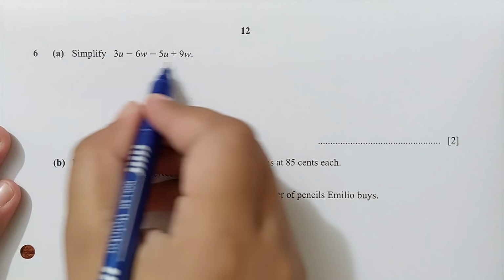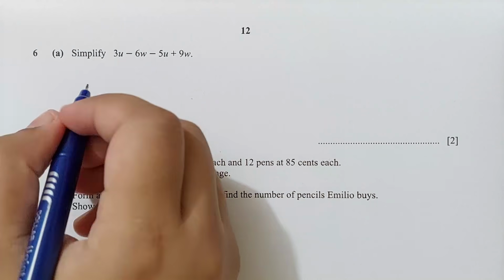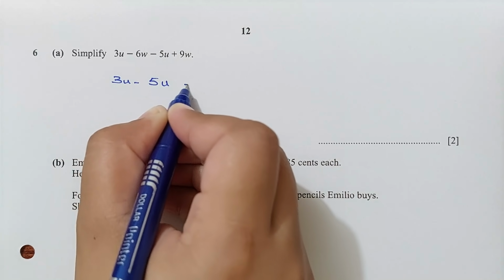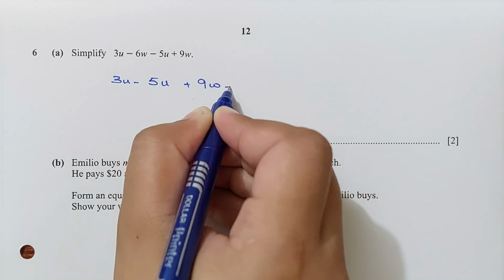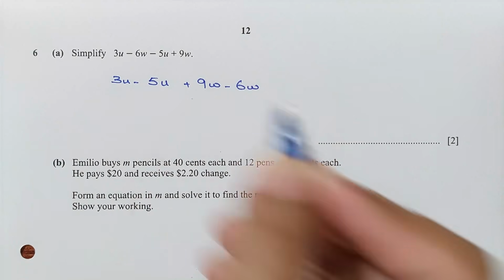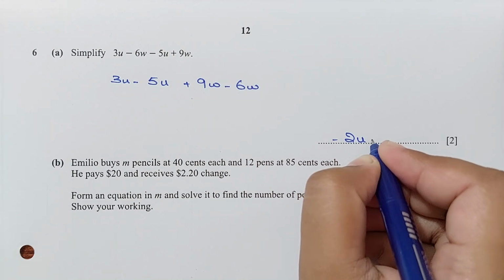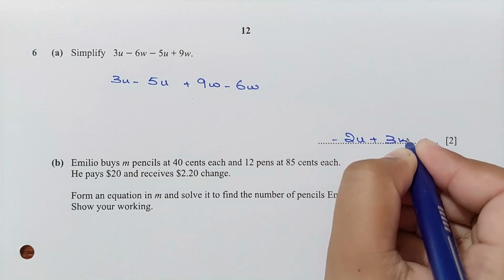Question number 6, part A, simplify, combining the u terms, which is 3u minus 5u, and the w terms, 9w and minus 6w. So 3 take away 5 is minus 2u, and 9 take away 6 is plus 3w, right?